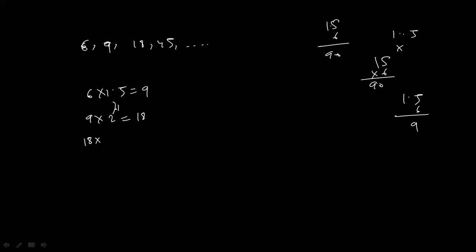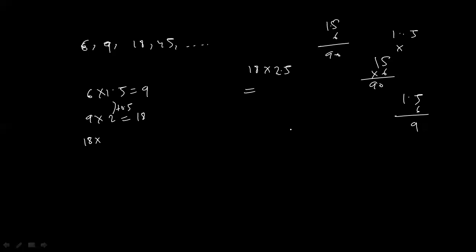That means it is increased by 0.5. Now if you increase 2 by 0.5, it will be 2.5. So now it will be 2.5. Now see, if you multiply 18 with 2.5, how much will it be?